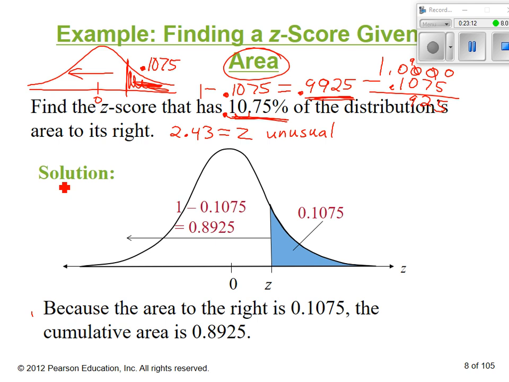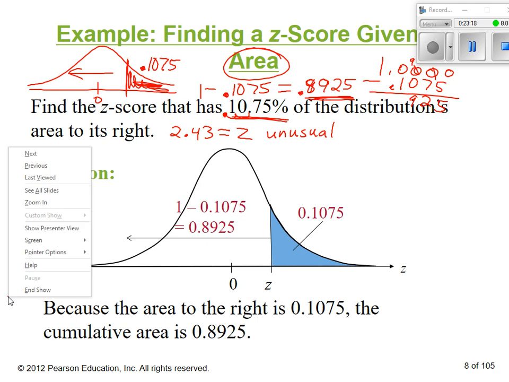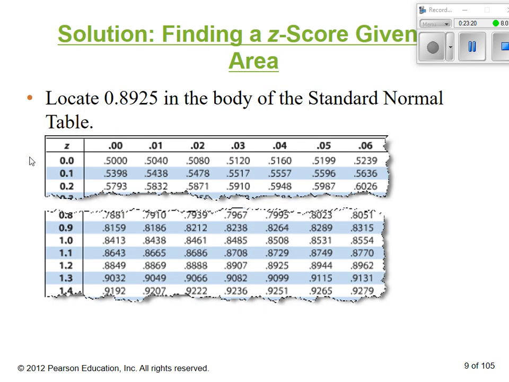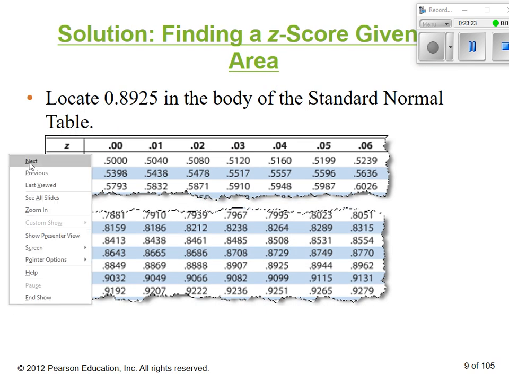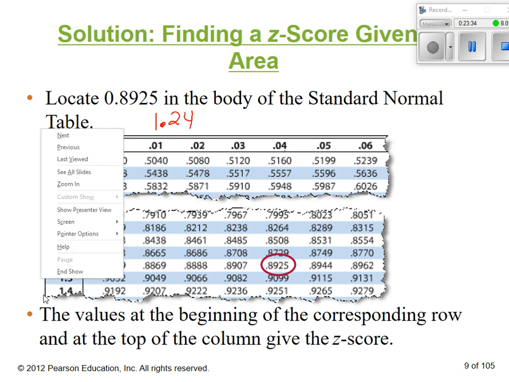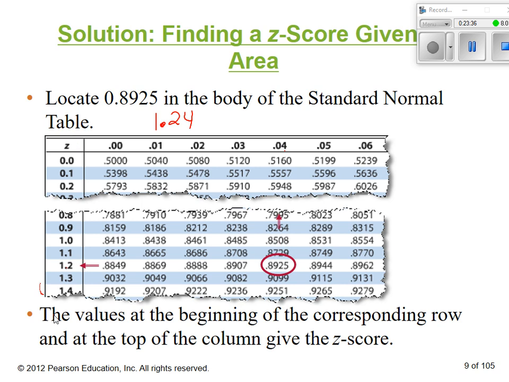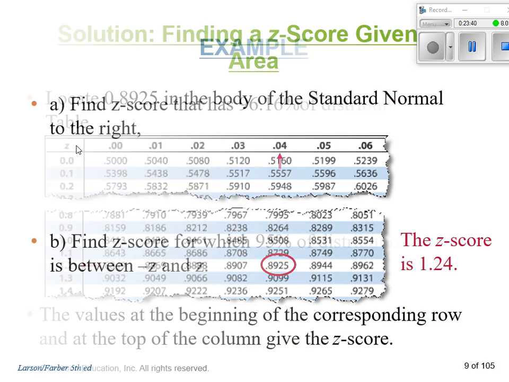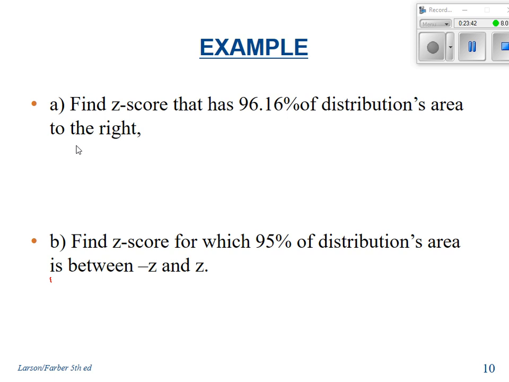Did it wrong. Should be an 8. Can't subtract. So that means my 2.43 is going to be wrong. Let's see what it does come out to be. So it's going to be 1.24. I could subtract, should grab my calculator.